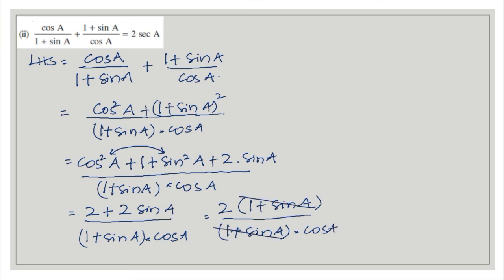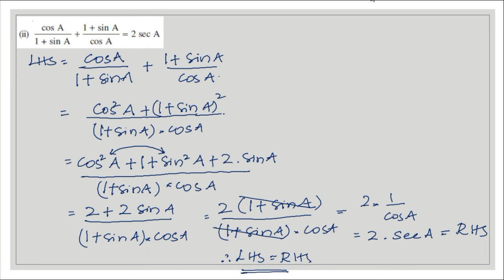Now these two terms they get cancelled. We get 2 times of 1 by cos A. It's a reciprocal of secant, so it becomes 2 times of secant A, nothing but the right hand side. Here we got LHS equal to RHS.